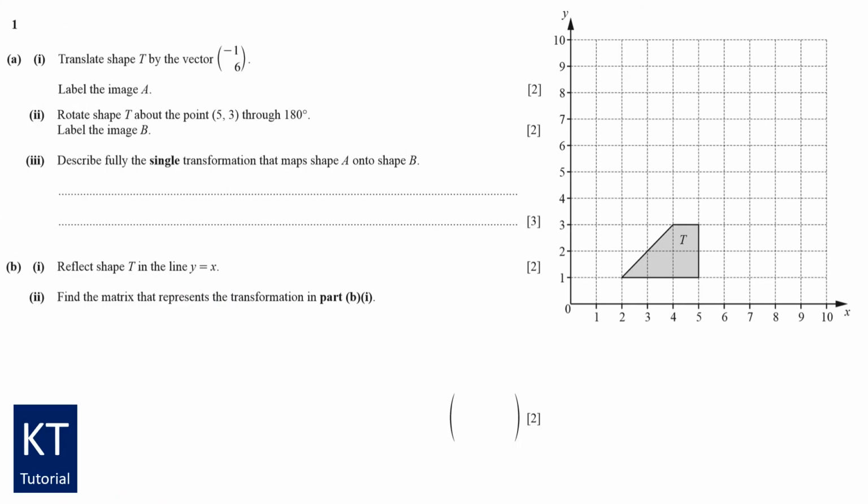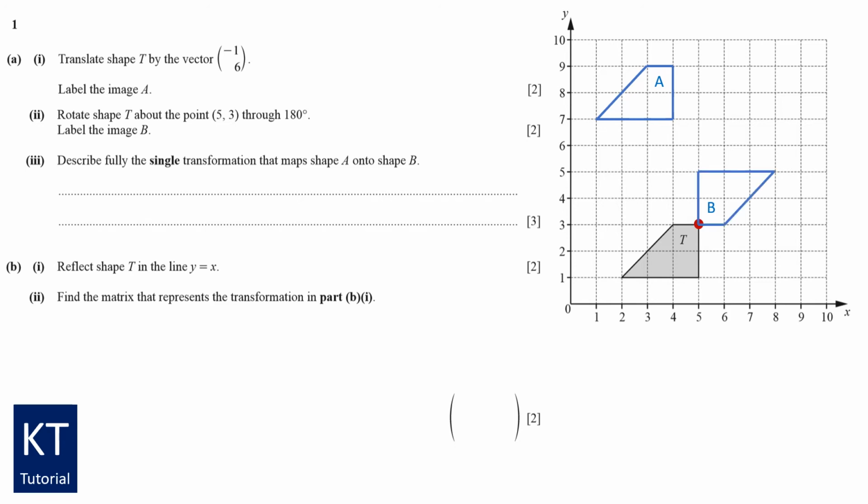Question 1. Translate shape T by the vector (-1, 6) and label the image A. Shape A is obtained by moving shape T 1 grid to its left and 6 grids higher. Next, rotate shape T about the point (5, 3) through 180 degrees and label the image B.